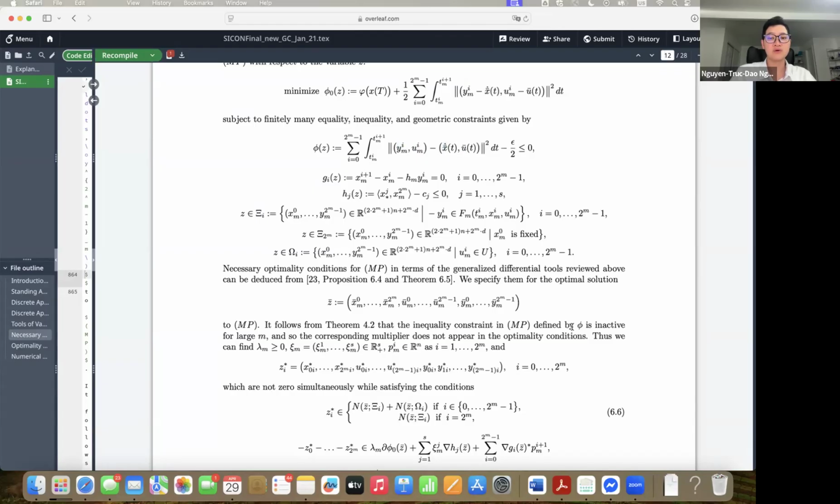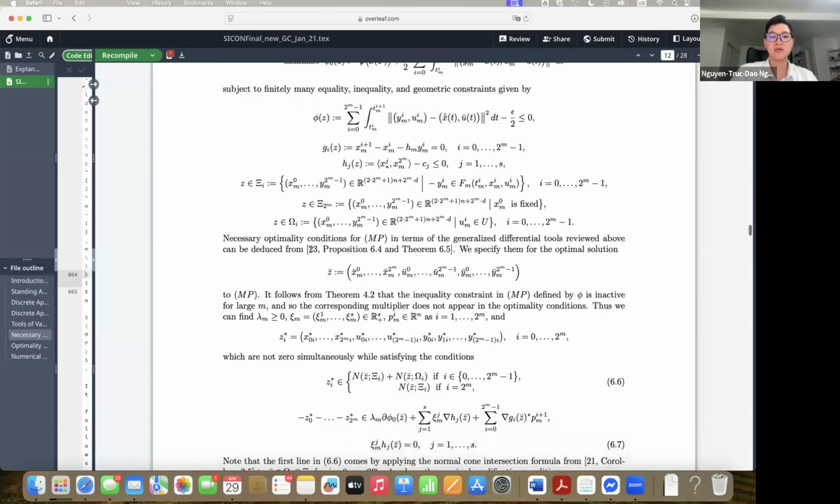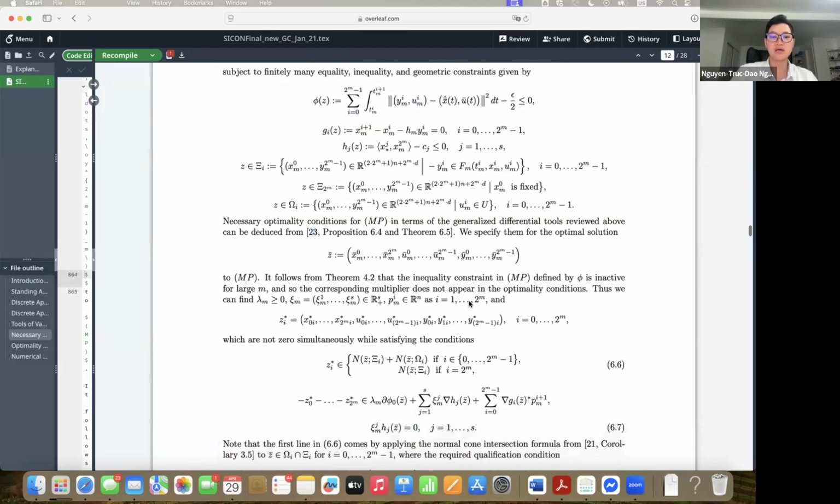And when we mention that the inequality constraint is inactive, it means this constraint will be gone because it's satisfied as m approaches infinity. So that's why it is inactive. It is not active. And it can be deduced from this. And so the corresponding multiplier does not appear in the optimality conditions. I'm going to explain like this.